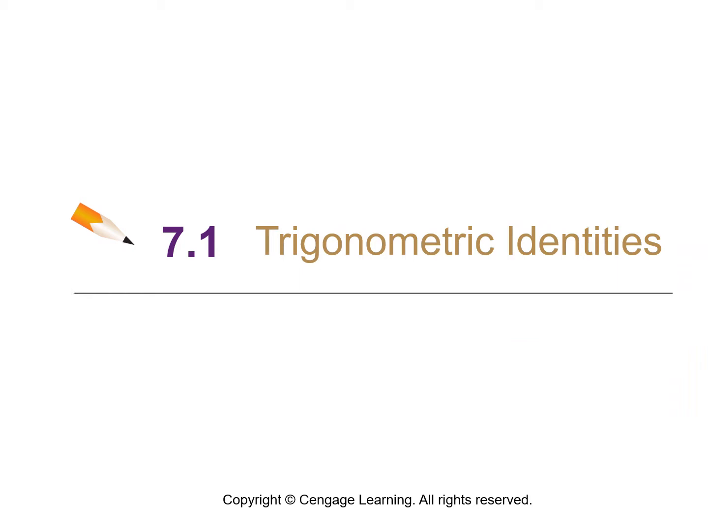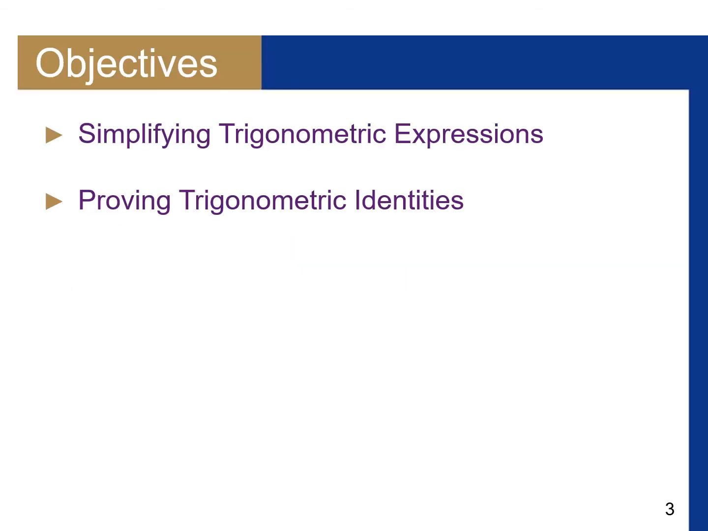We are in our last chapter, chapter 7. We're going to do sections 1 and 2. Today we'll look at section 1, trigonometric identities. This section, I always say, is great for those of you that like problem solving and games, because it is similar to that when you're solving these identities. So we're going to look at simplifying trigonometric expressions and then proving trigonometric identities.